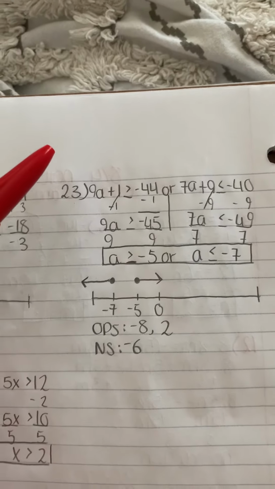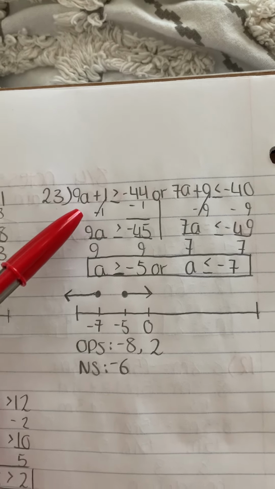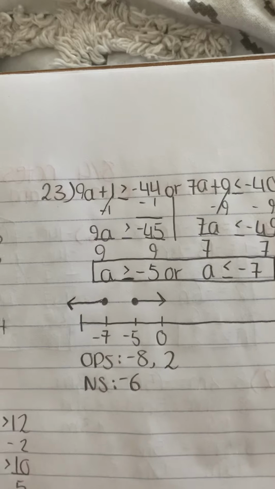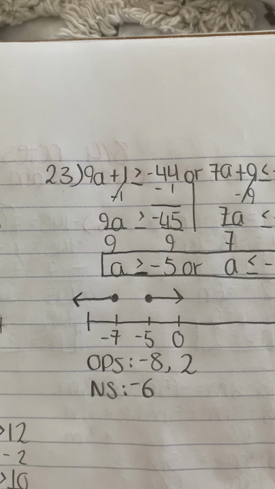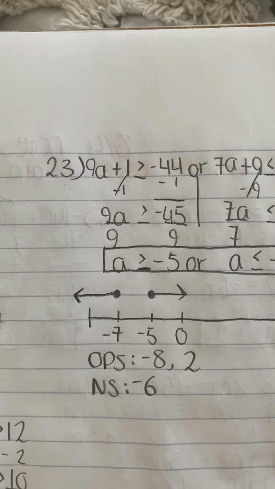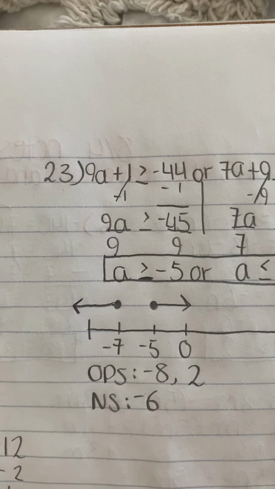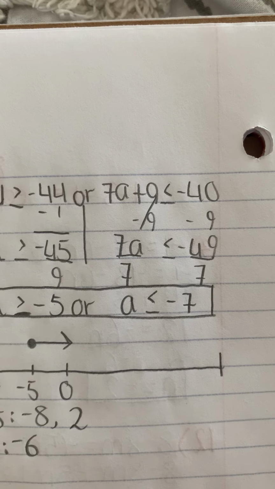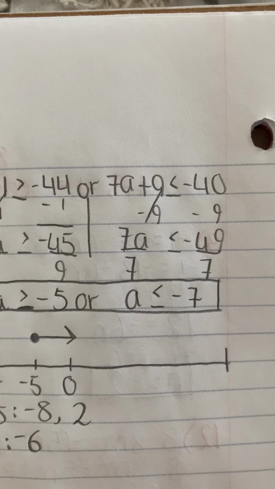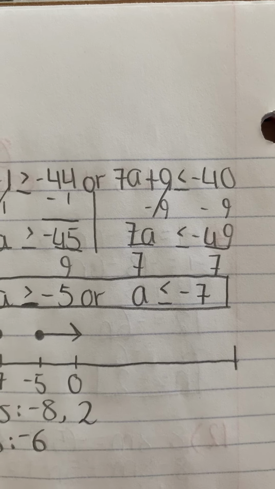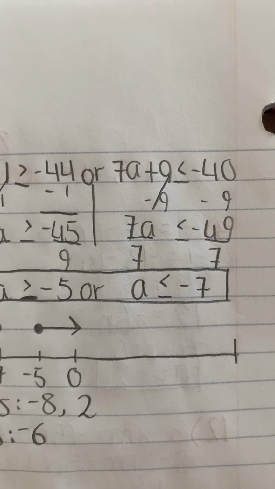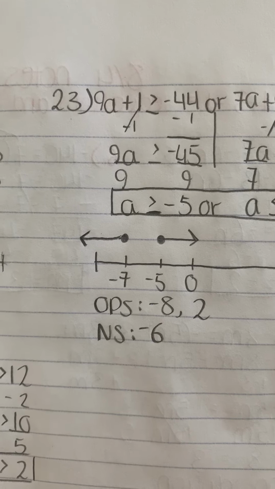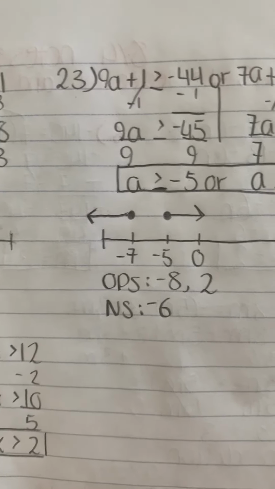For 23, the first thing I did was on the left, subtract 1 from both sides to get 9a is greater than or equal to -45, divided by 9 on both sides to get a is greater than or equal to -5. And then on the right, I subtracted 9 on both sides to get 7a is less than or equal to -49, divided by 7 on both sides to get a is less than or equal to -7. Here's my graph, and an OPS could be -8 or 2, and an NS could be -6.